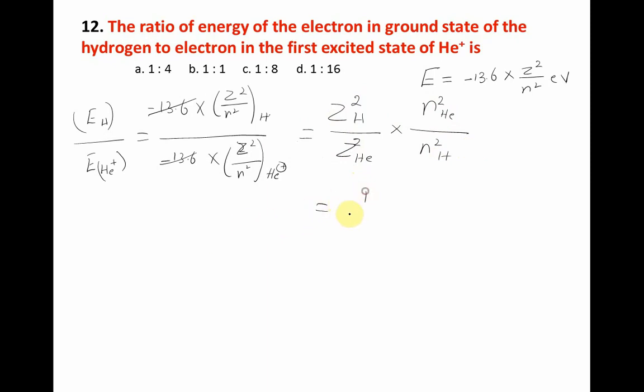What is the value for hydrogen? 1 divided by 2 square means 4 into, in the first excited state of helium n is equal to 2, therefore it is 4 divided by 1, therefore the ratio is 1:1.